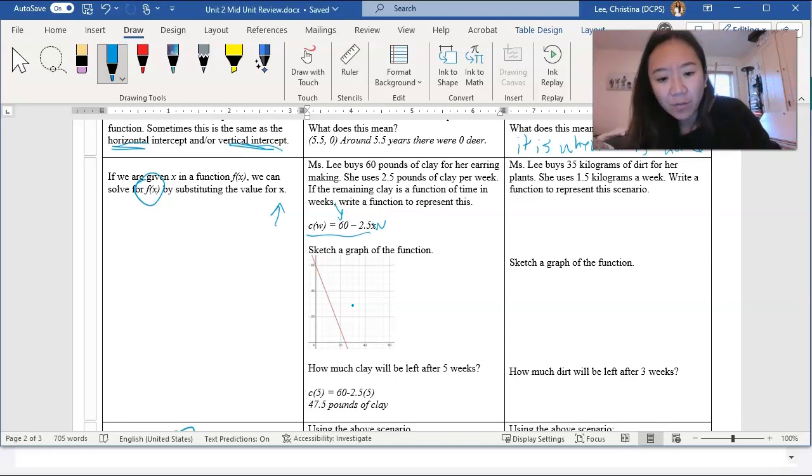And so this is a graph of my function. It says how much clay will be left after 5 weeks. So if I know the weeks, that's the input, I can plug that in here and subtract from 60, and so I know I would have 47.5. So let's look at this.